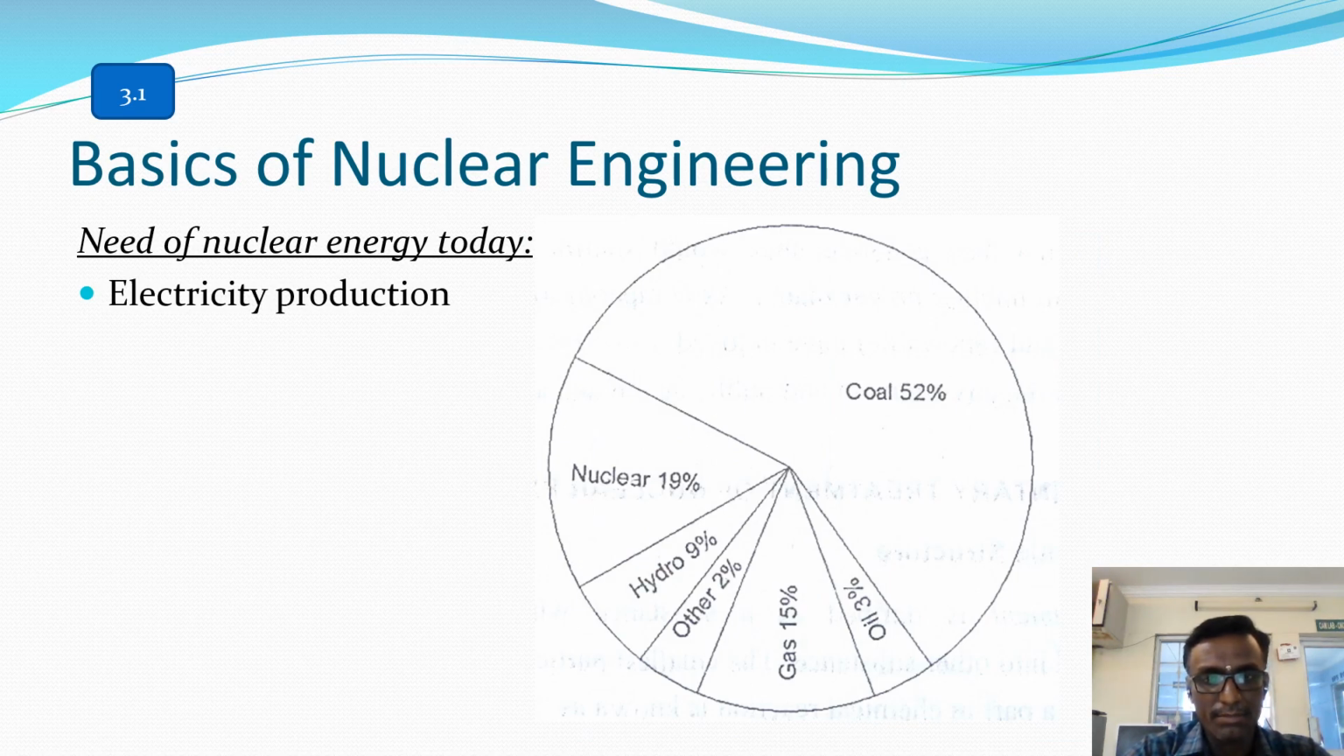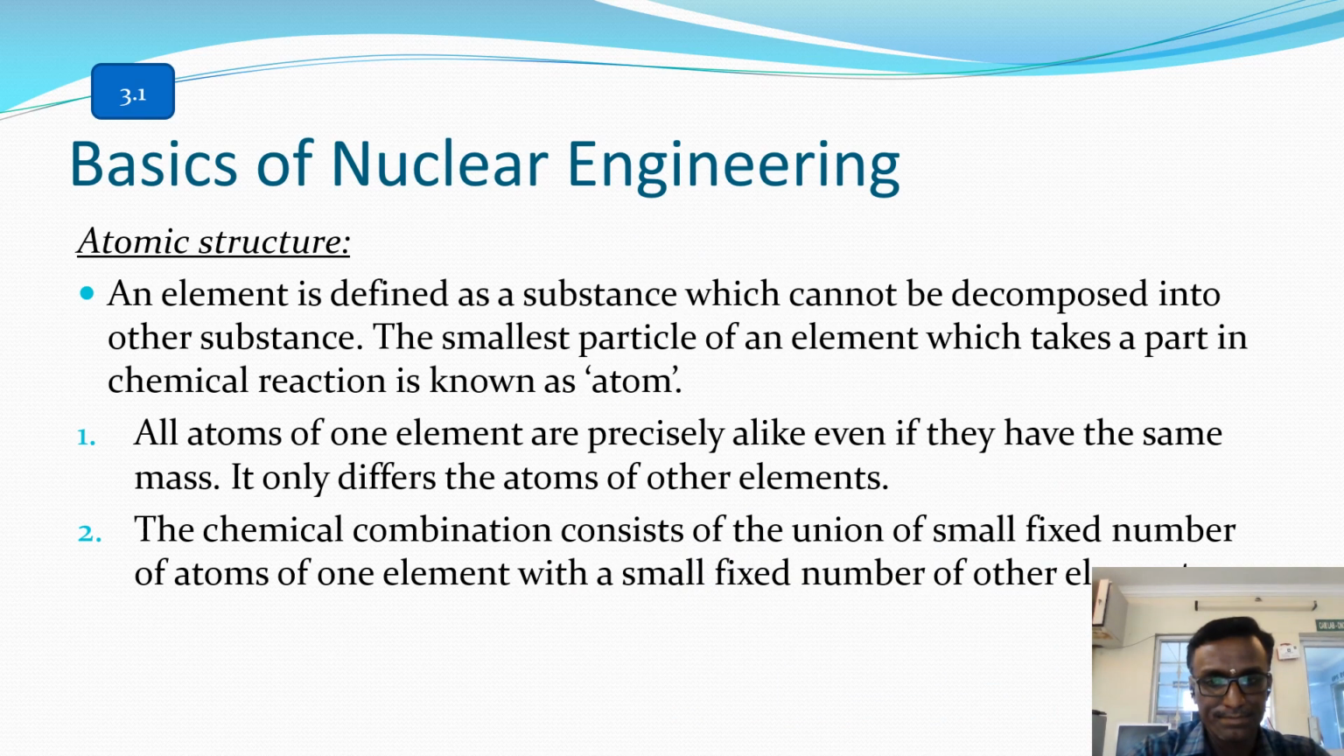So you can see the electricity production from coal is 52%, where the major contribution, the major shareholder for the power production, is coal, and nuclear we have somewhere around 19%. From gas we are compensating the power to 15%.